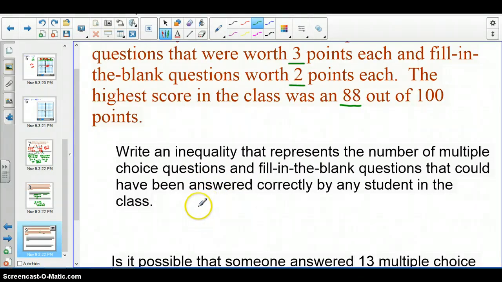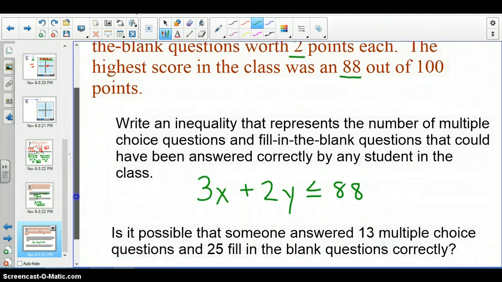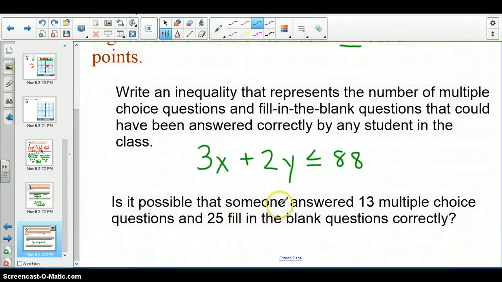So multiple choice, those are worth 3 points. So I'm going to put 3x because we don't know how many we got right. Plus our fill in the blank questions, 2y. Now these have to add up to be less than or equal to our highest score in the class, because our highest score by a student was an 88.